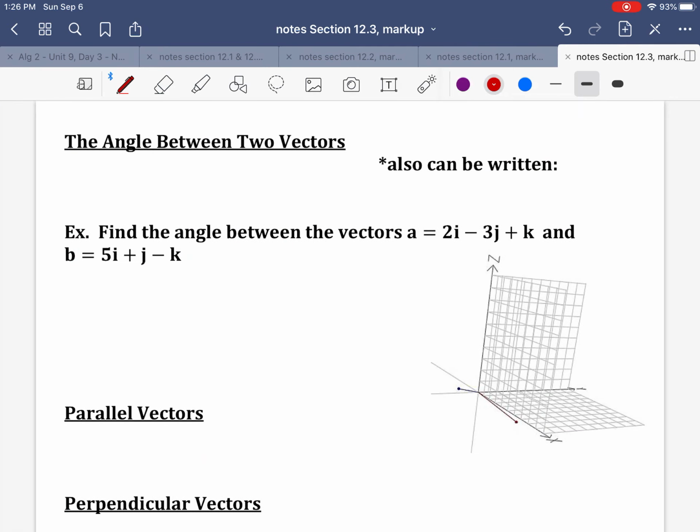All right, this next piece, the angle between 2 vectors. You should recognize this formula as well.